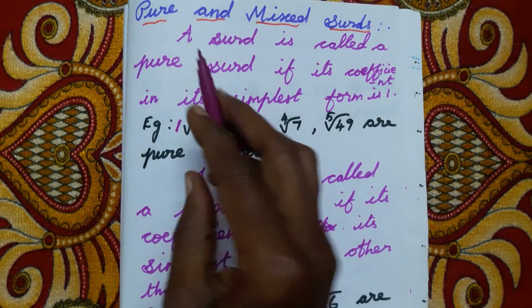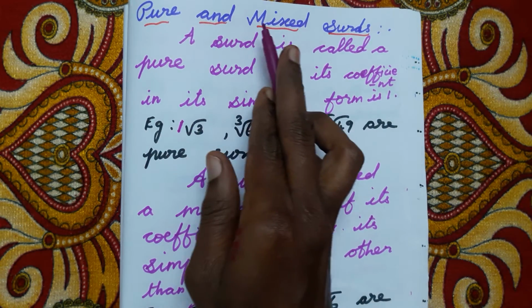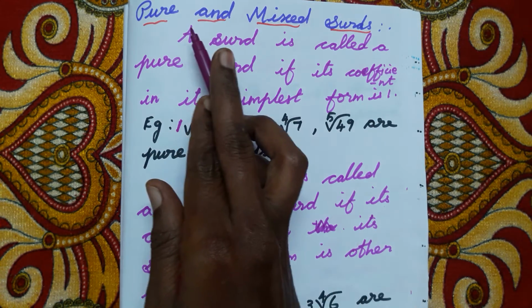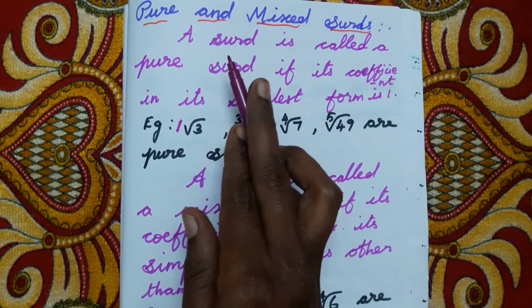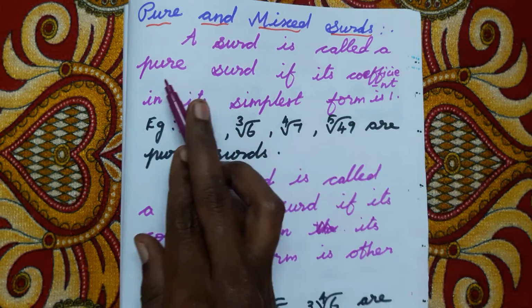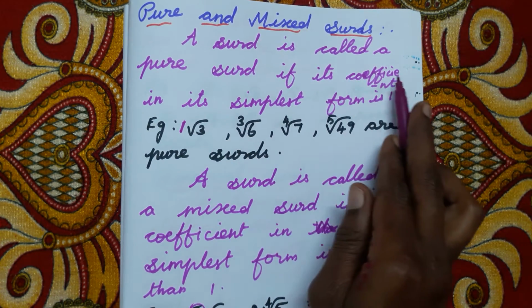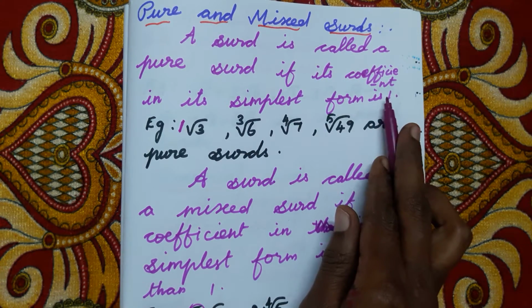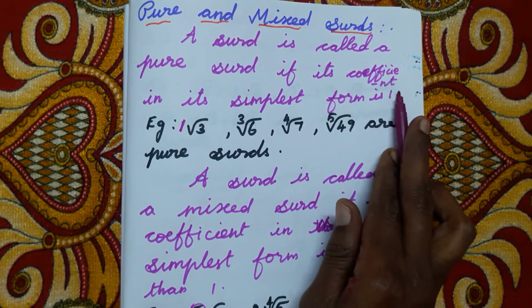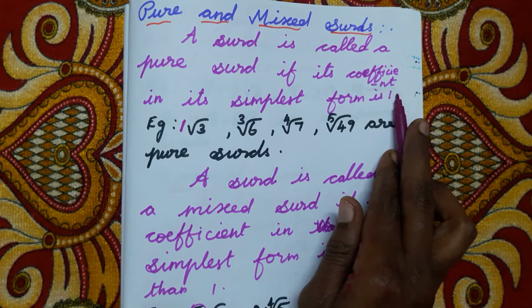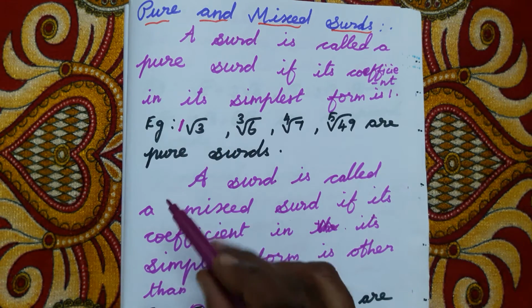Next, I am going to explain pure and mixed surds. A surd is called a pure surd if its coefficient in its simplest form is 1. If the coefficient in the simplest form is 1, that is a pure surd.